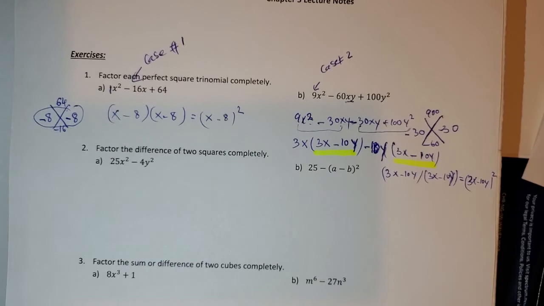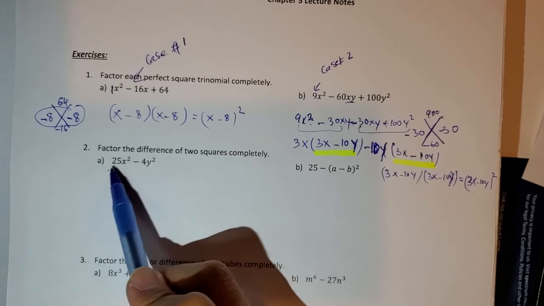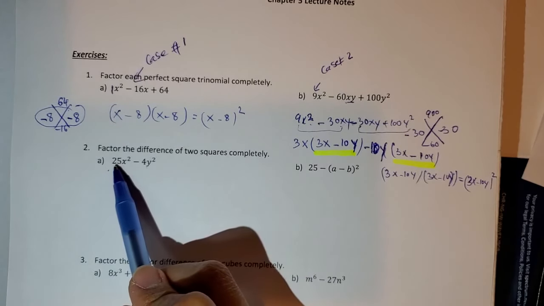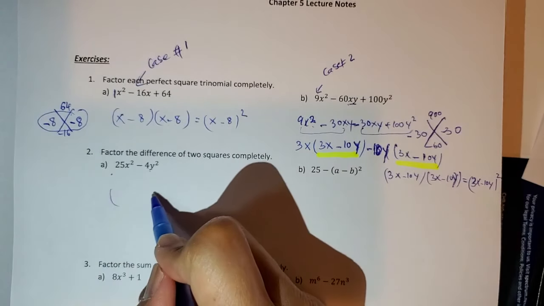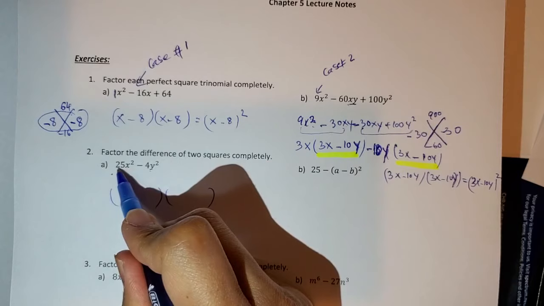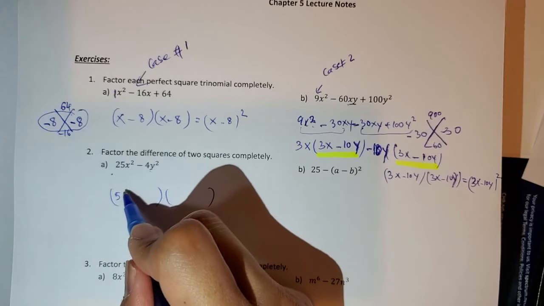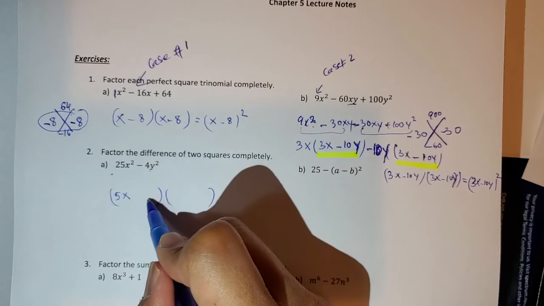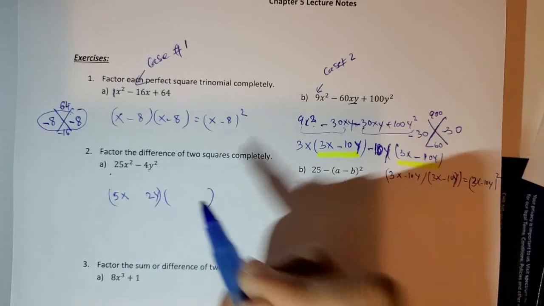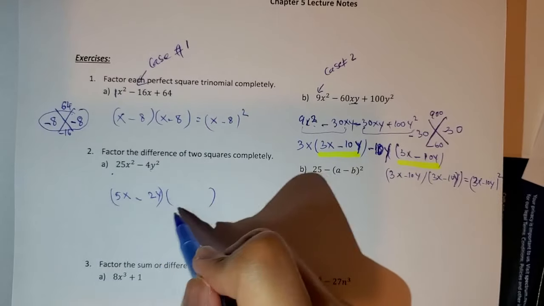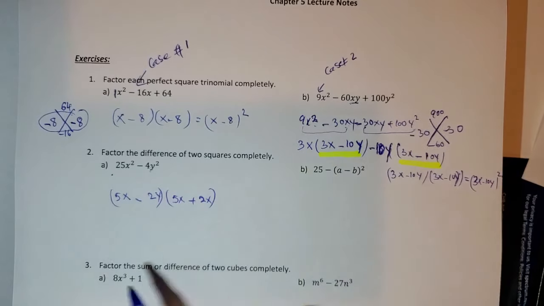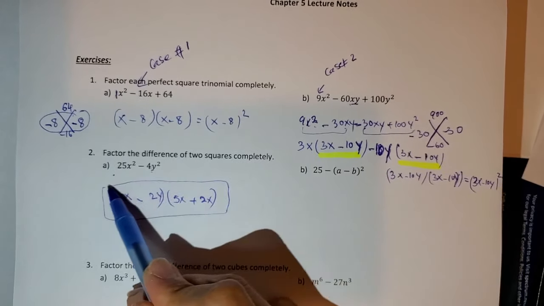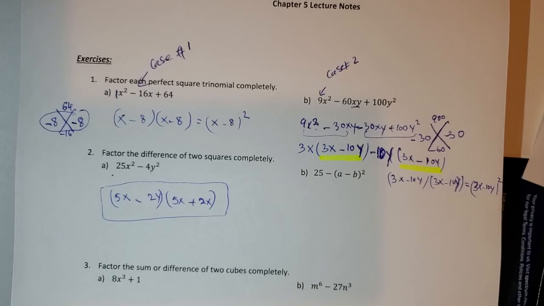Alright, now we're going to move on to the next one. As you can see, this one has only 2 terms. It looks like 25 can be 5 squared, and 4 is 2 squared. So this is the difference of 2 squares. The formula for that is: square root of 25, which is 5, square root of x squared, which is x, square root of 4, which is 2, square root of y squared, which is y. After you find that, this one is going to be negative. Copy down exactly this one and put positive. Here we go. That is the answer for this one.